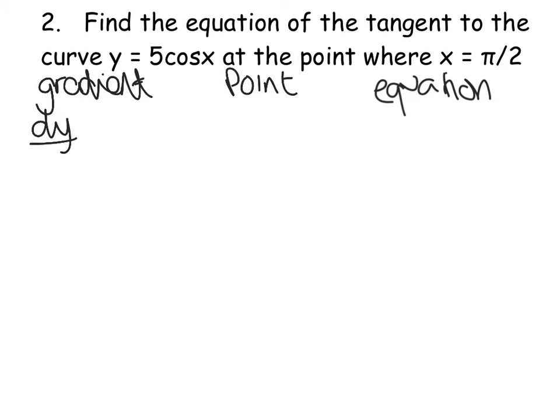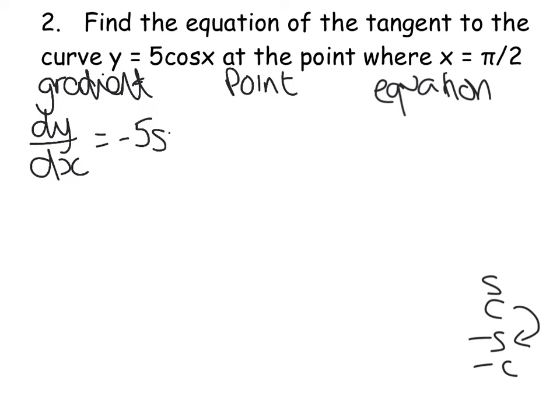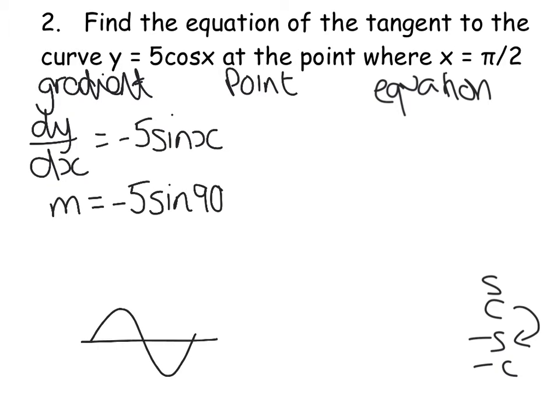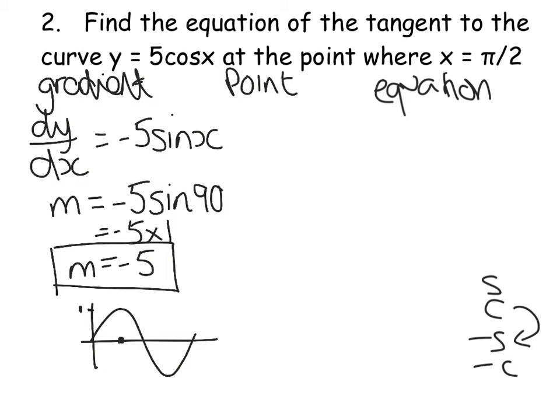A gradient is just dy by dx. So if we differentiate cos, cos differentiated goes to minus sine. So that gives me minus 5 sine x. Now my gradient when x is pi over 2 just means I'm subbing in pi over 2. Now pi over 2 is just 90, so I'm going to just change that to 90. Now from your sine graph, if I quickly draw a wee sketch of it down here, this is your 90 here, and your sine graph is at 1. So we've got minus 5 times 1, which is minus 5. So I'm going to be using gradient as minus 5.